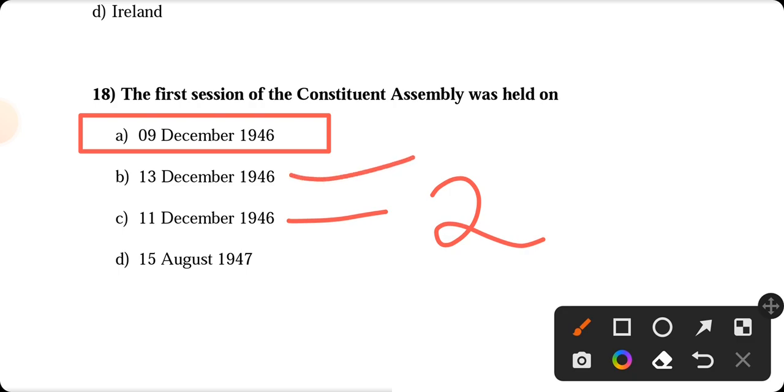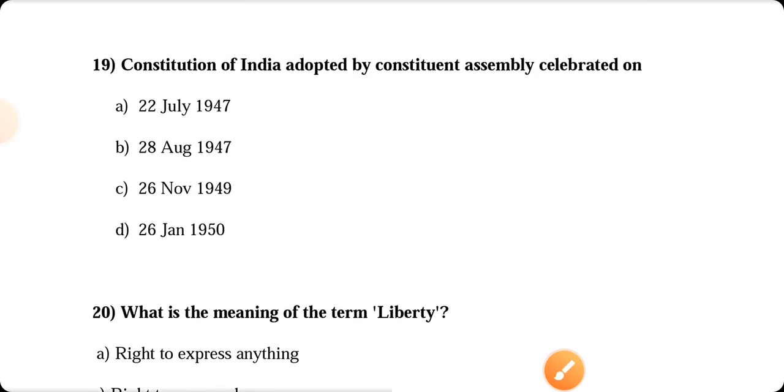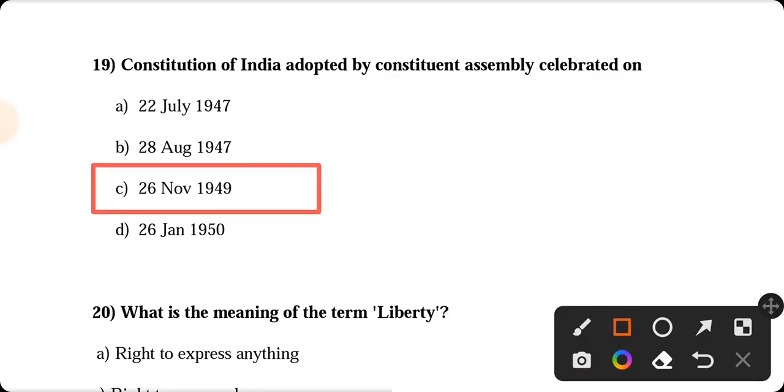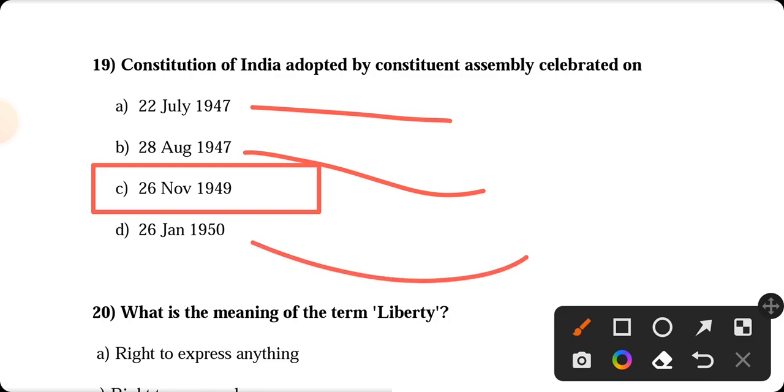On 13 December 1946, objective resolution was passed by Jawaharlal Nehru. 19th question: the Constitution of India was adopted by Constituent Assembly on 26 November 1949. That's why 26 November is celebrated as Constitutional Day, Samvidhan Divas. On 22nd July 1947, the tricolor flag was accepted as the Indian flag. On 28th August 1947, drafting committee was formed and chairman of drafting committee was Dr. B.R. Ambedkar. 26th January 1950 is celebrated as Republic Day because our Constitution came into force.